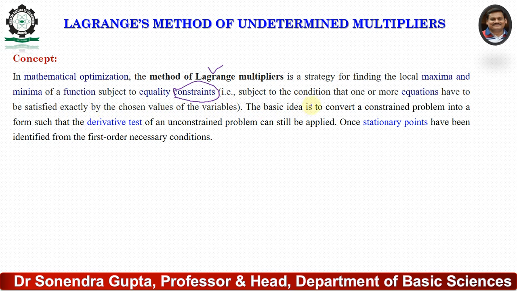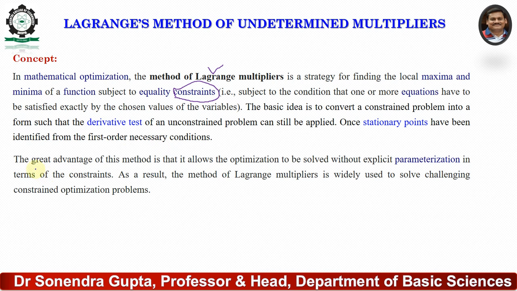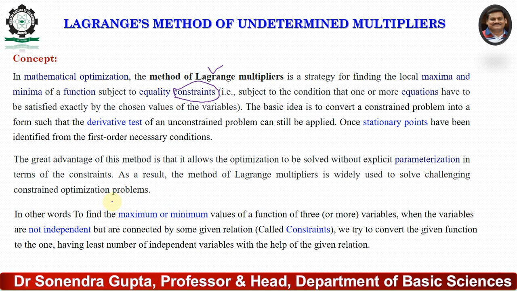The basic idea is to convert a constrained problem into a form such that the derivative test of an unconstrained problem can still be applied once a stationary point has been identified from the first order necessary condition. The great advantage of this method is that it allows the optimization to be solved without explicit parameterization in terms of the constraint. As a result, the method of Lagrange multipliers is widely used to solve challenging constrained optimization problems, and how to solve it is given in the question.